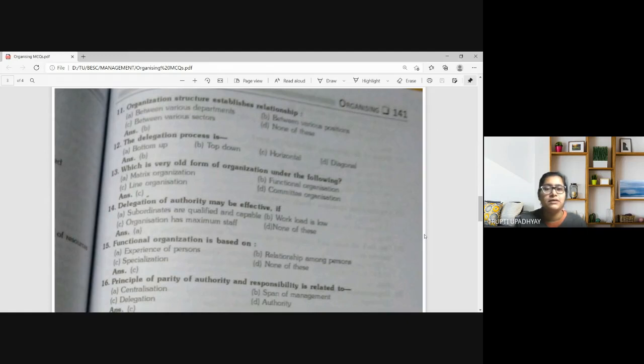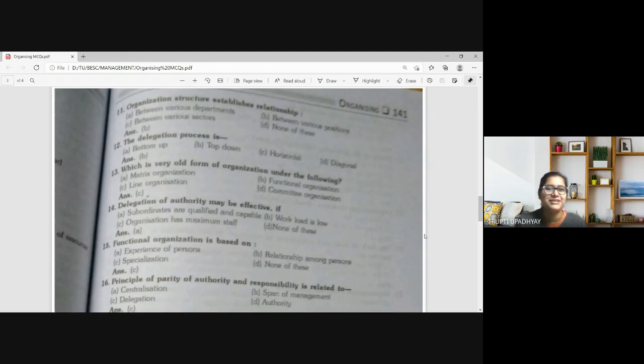Delegation process is A. Bottom up. B. Top down. C. Horizontal. D. Diagonal. Obviously, the delegation comes from the top. The top person, the manager, will be delegating the task to the subordinate. So it's top down.